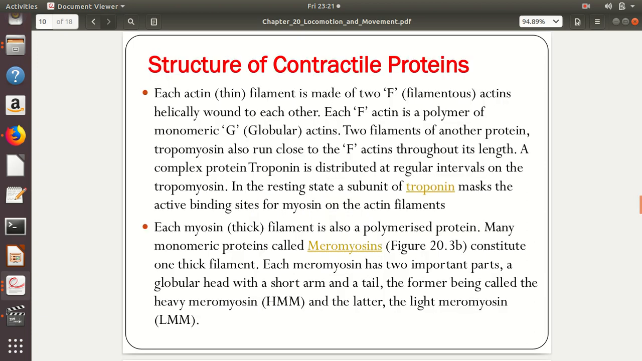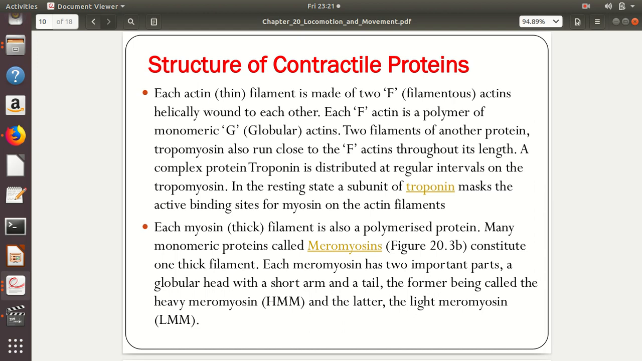Now, the structure of contractile proteins. Each actin filament is made up of two F or filamentous actins, where F stands for filamentous, which are bound to each other. They are intertwined with each other. Each F actin is a polymer of monomeric G actins.